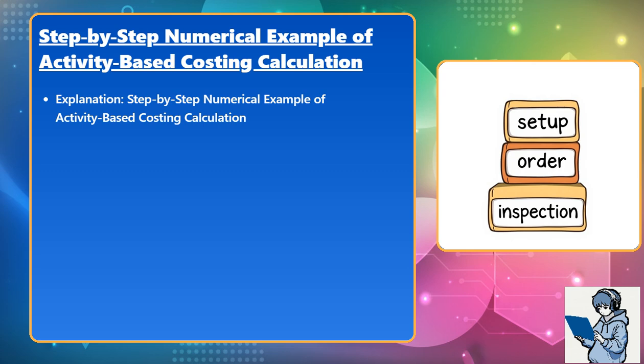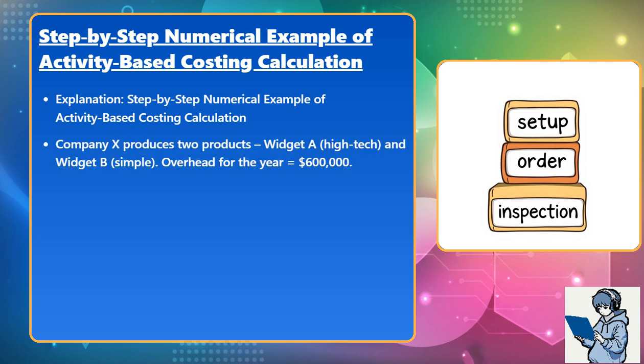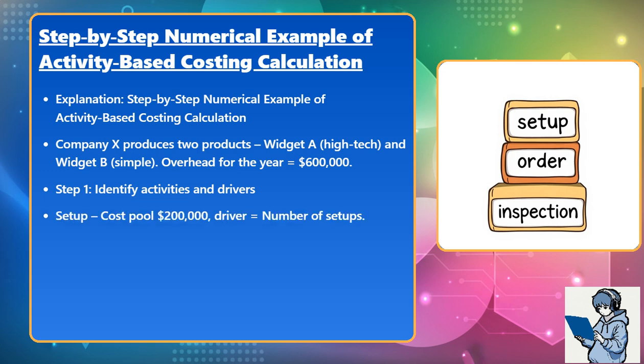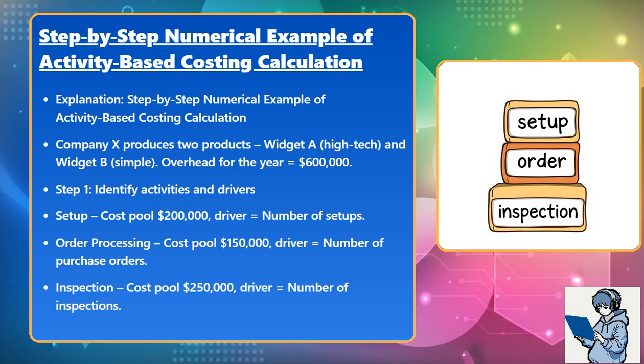Explanation: step-by-step numerical example of activity-based costing calculation. Company X produces two products: widget A, high-tech, and widget B, simple. Overhead for the year equals $600,000. Step 1: identify activities and drivers. Setup cost pool $200,000. Driver equals number of setups. Order processing cost pool $150,000. Driver equals number of purchase orders. Inspection cost pool $250,000. Driver equals number of inspections.